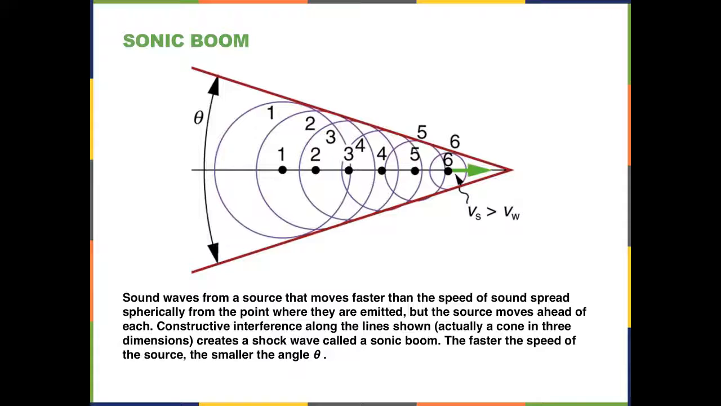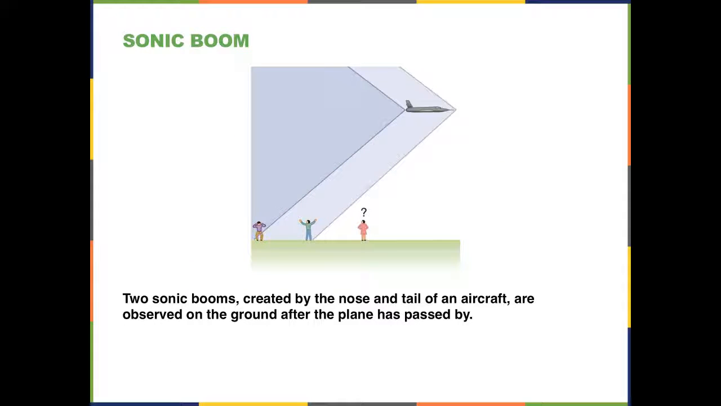This occurs when the speed of the source is faster than the speed of sound. And the faster the speed of the source, the smaller the angle theta is. You can have 2 sonic booms, one created by the nose of the plane and one created by the tail of the plane. And they're actually observed differently by passers-by.